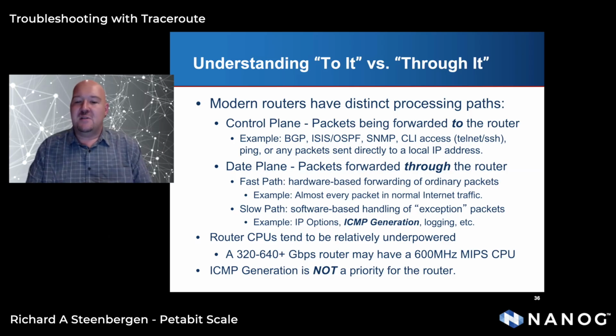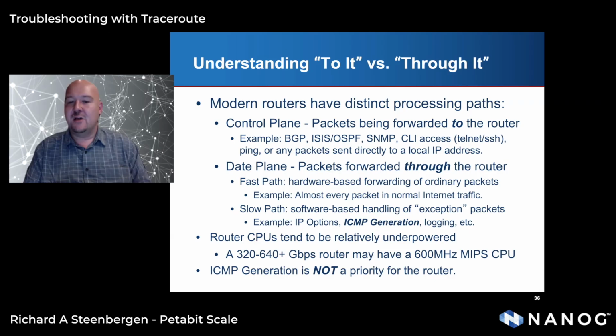And then you have what's called the data plane, and this is for packets that are being forwarded through the router. So inside of the data plane, you have a fast path and a slow path. The fast path is something that is hardware accelerated. So you've got ASIC-based forwarding for almost every packet under normal conditions that you want to send.